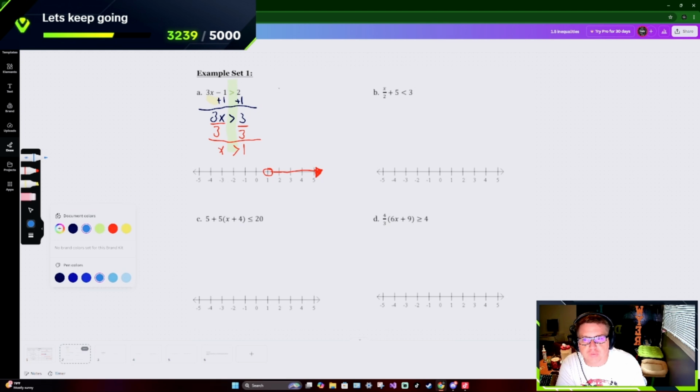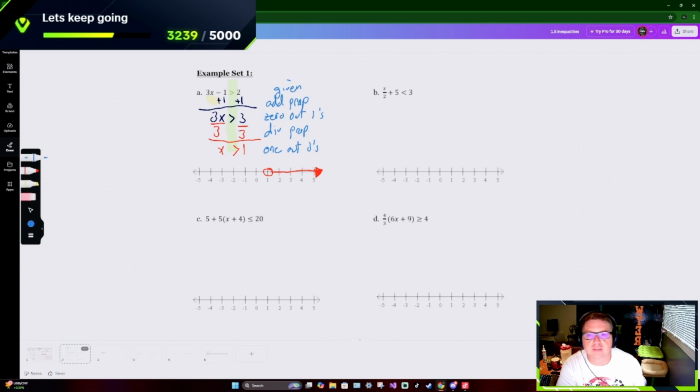Now, if we want to put some justification down, this is given. Then we have addition property of equality. Then we have zeroing out the ones. That's how we get to this step. Then we're going to do division property of equality. And then we are wanting out the 3's. And there's our justification. So I would have you try B and C, and I will go to D.